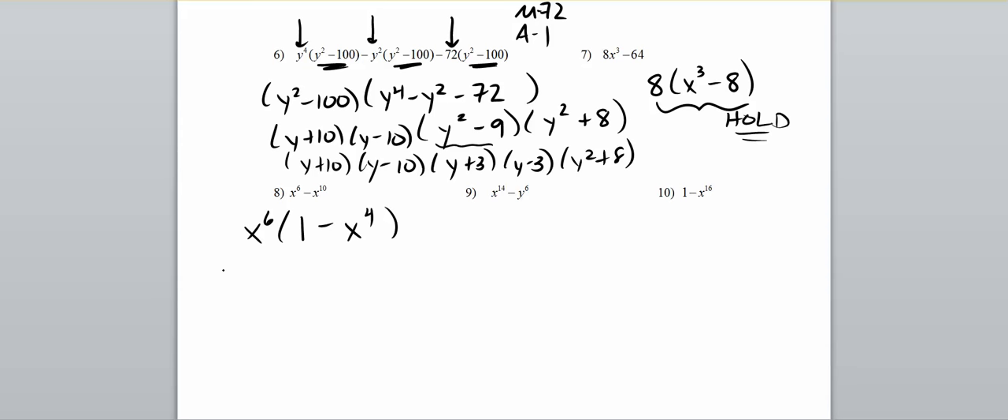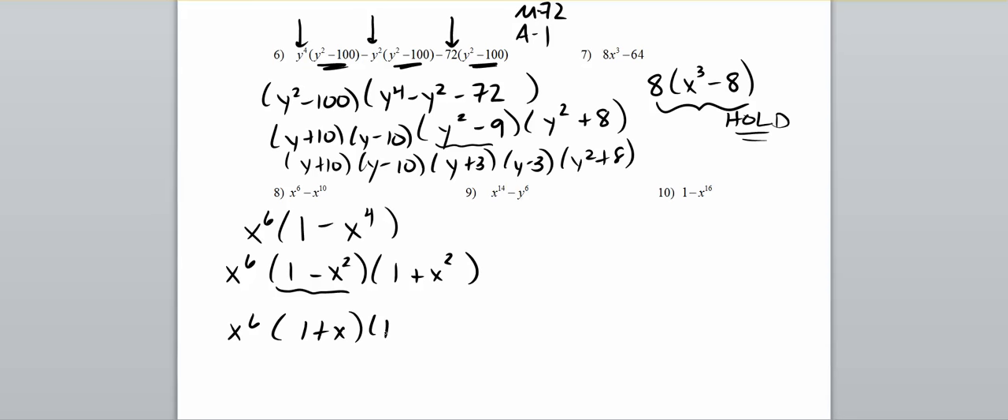This is a difference of perfect squares. Don't forget to bring down your x to the 6th. The square root of 1 is 1. Square root of x to the 4th is x squared. Make one a plus and one a minus in any order. But I still have another difference of squares. So let's go ahead and factor that to 1 plus x and 1 minus x, and then leave the 1 plus x squared.